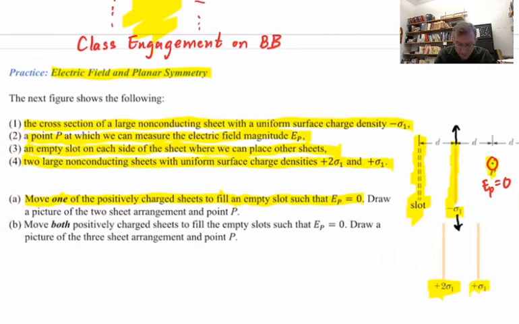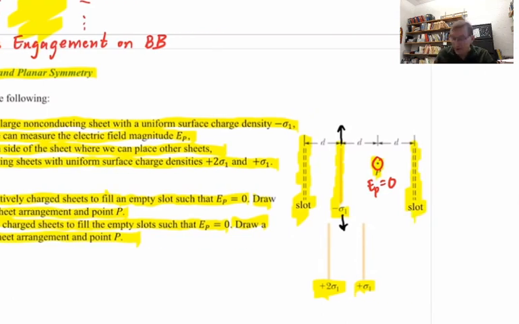now you're going to move both positively charged sheets into those slots. But again, your goal is to end up with an E at point P equal to 0. Notice, by the way, you have to draw a picture of the 2 sheets and the arrangement in point P in part A. And then you have to draw a picture of the 3-sheet arrangement and point P in part B. Because now in part B, you have to use both of those positive sheets. And you got to decide where they go.